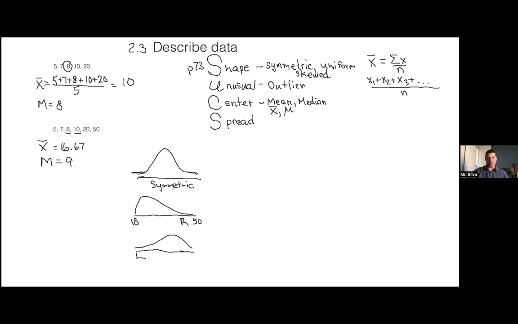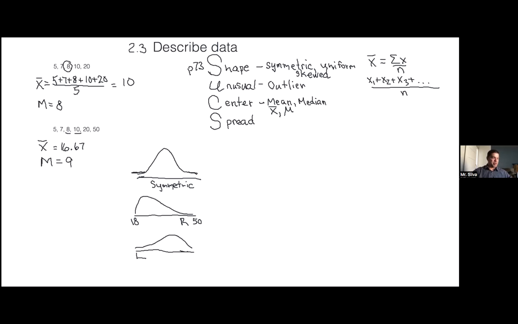Skewed left distribution would be something like the age of your college professors. Some are young, but most are going to be 50 to probably 60 years old, maybe even 50 to 70 years old. College professors, they don't seem to retire very often or very quick.